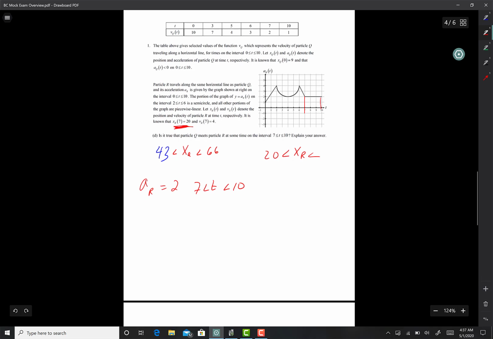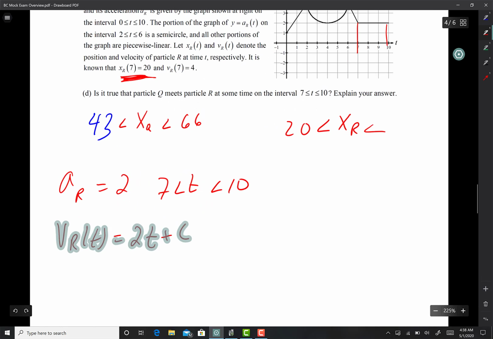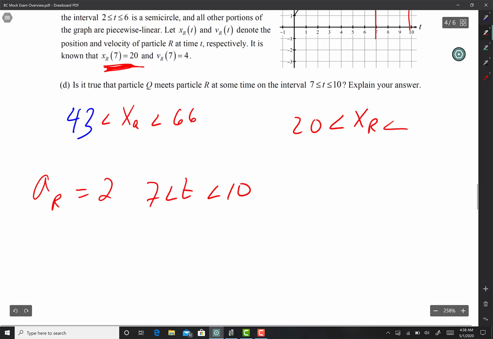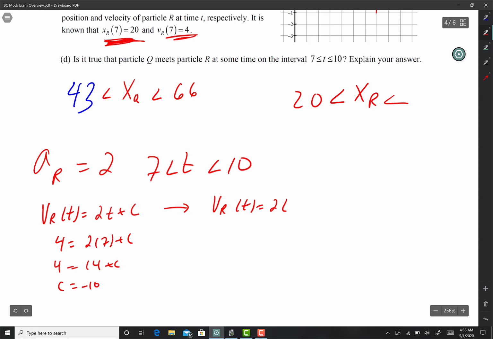So if I go backwards, let me write v of r of t. V of r of t is equal to 2t plus c. I'm writing too big, so that way I don't have to write so big, guys. V of r of t is equal to 2t plus c. And I know that at 7, my velocity is 4. So 4 equals 2 times 7 plus c. 2 times 7 is 14. So 4 equals 14 plus c. So c has to be negative 10. So from that, I get v of r is equal to 2t minus 10.